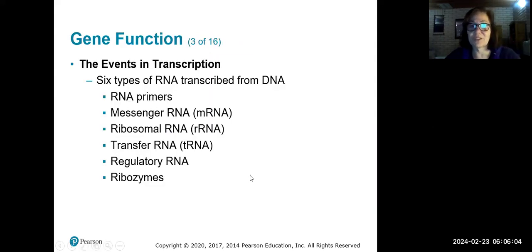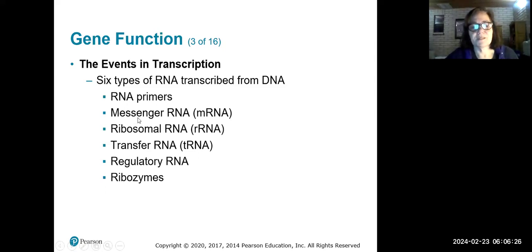Things that have to happen in transcription. We have to get it started. So RNA primers have to be made, little strips of RNA. Remember when we talked about the beginning of DNA replication, copying the DNA, we also had to make a primer, like a little strip of RNA in the beginning to get things started.